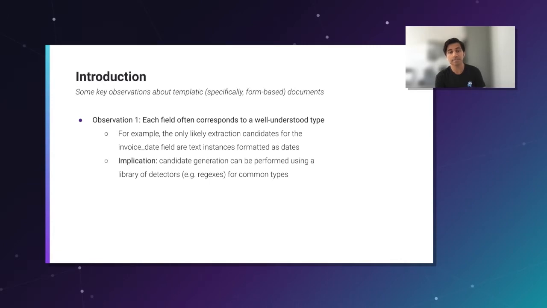The implication of this is that candidate generation can be performed using a library of detectors, for example, regular expressions for common types. So if you'd like to take a look at a PDF document, for example, and look for candidates that might correspond to a particular field, one possible approach, validated by this observation, is to look through all the text in the PDF, apply a date-based regex, and look for all of the things that match the dates, because these fields often have well-understood types that you can simply do that and obtain reasonable candidates.